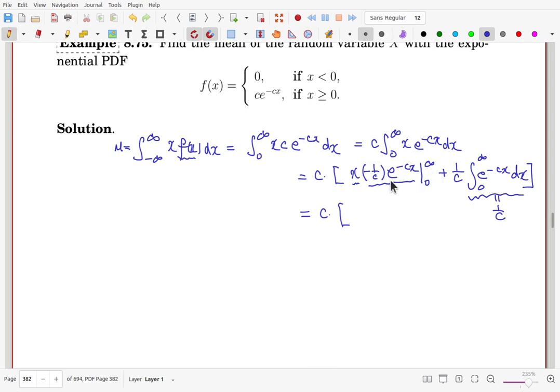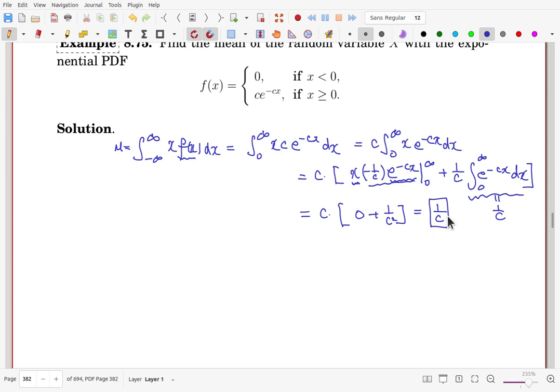Once x is infinity, that term is 0. Of course here x goes to infinity, however e to the minus cx approaches 0 much faster, so this product will be 0. And once x is 0, then this value is 0 as well. So the first term is 0. And for the second one, that is 1 over c squared. So eventually the mean value is 1 over c.